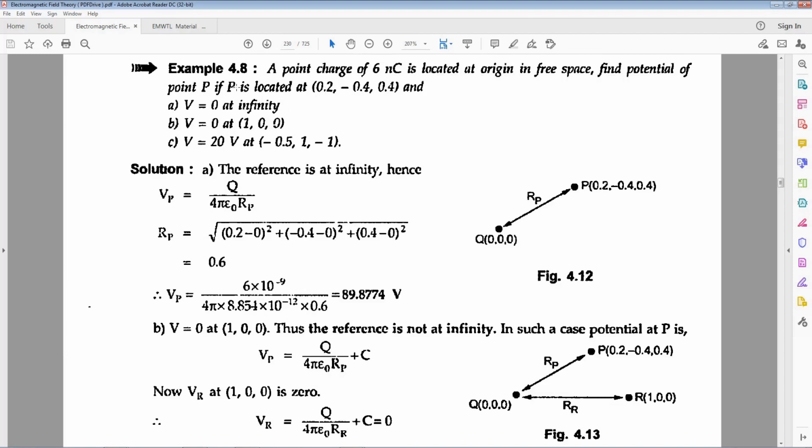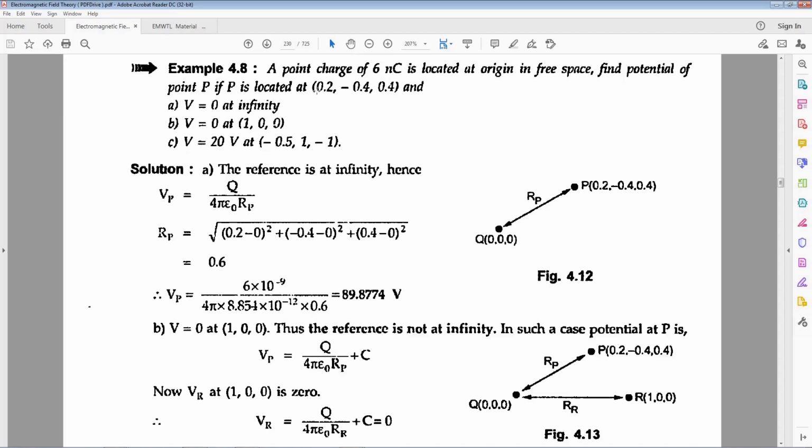And next example: a point charge of 6 nanocoulombs is located at the origin in free space. Find the potential at point P located at (0.2, -0.4, 0.8), where V is equal to 0 at infinity, and V is equal to 0 at (1, 1, 0), and V is equal to 20 volts at the location (0.5, -0.5, 1, -1). So we know the potential V is equal to Q by 4 pi epsilon naught R.